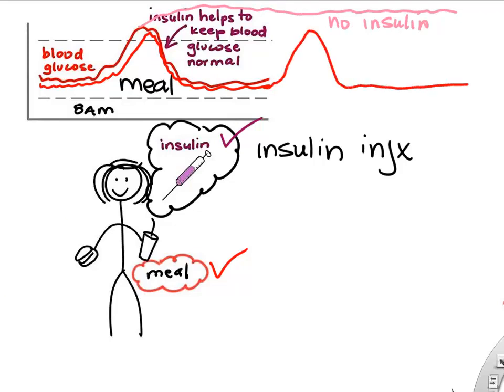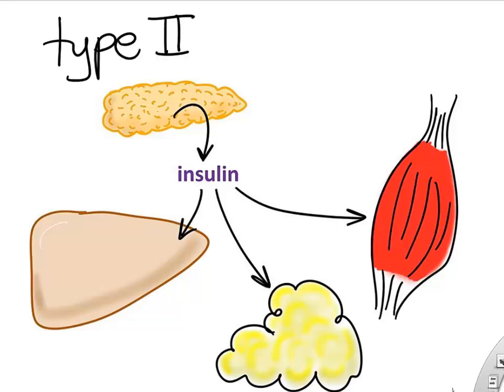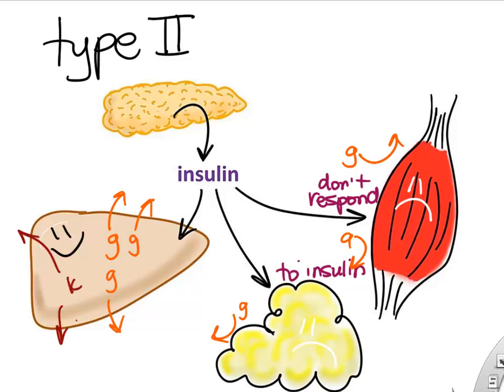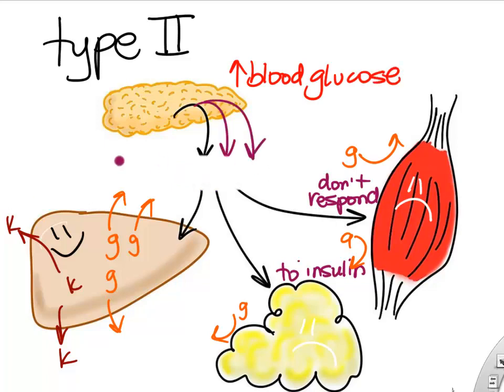In type 2 diabetes, it's interesting that their pancreas still makes insulin, and it is able to make insulin, but the body cells don't respond to insulin. So the little skeletal myocytes and the fat cells don't respond to the insulin, and so they don't take up glucose. That glucose stays in your bloodstream. Meanwhile, the liver actually releases more glucose into the bloodstream. So insulin's not doing its job, and your blood glucose goes higher and higher.